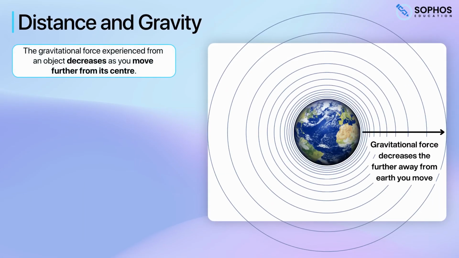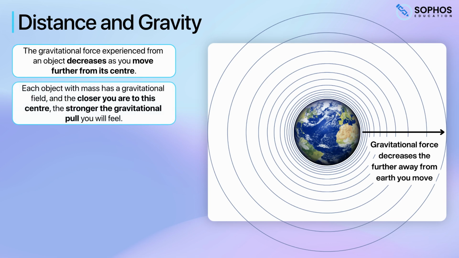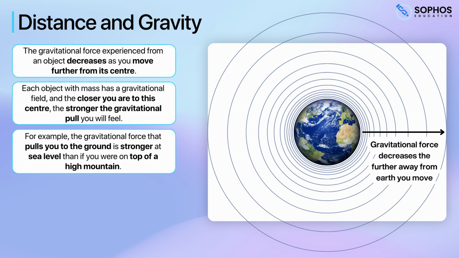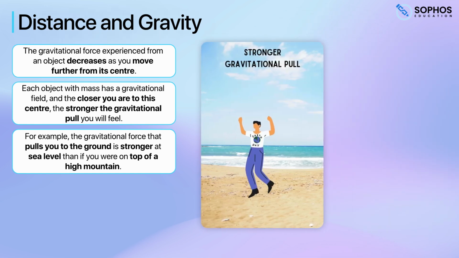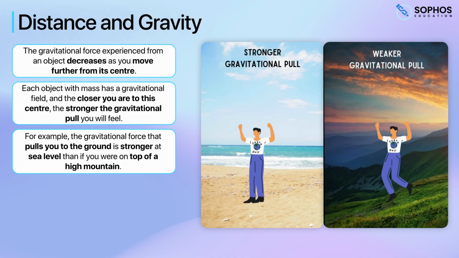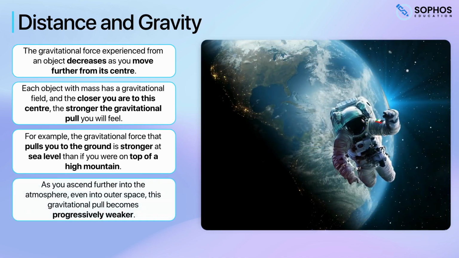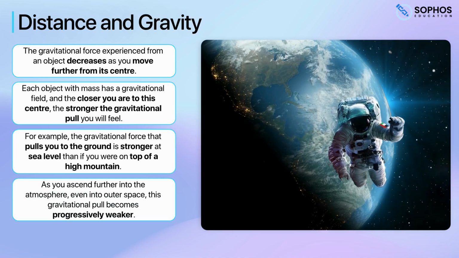The gravitational force experienced from an object decreases as you move further from its center. Each object with mass has a gravitational field, and the closer you are to this center, the stronger the gravitational pull you will feel. For example, the gravitational force that pulls you to the ground is stronger at sea level than if you were on top of a high mountain. As you ascend further into the atmosphere, even into outer space, this gravitational pull becomes progressively weaker.